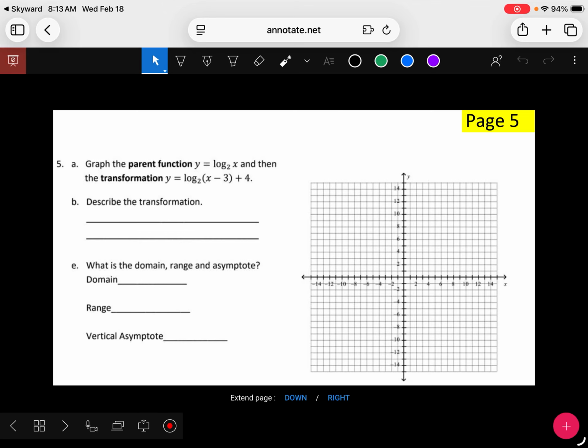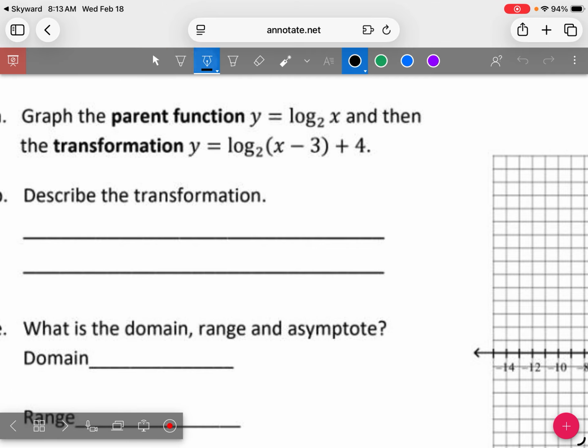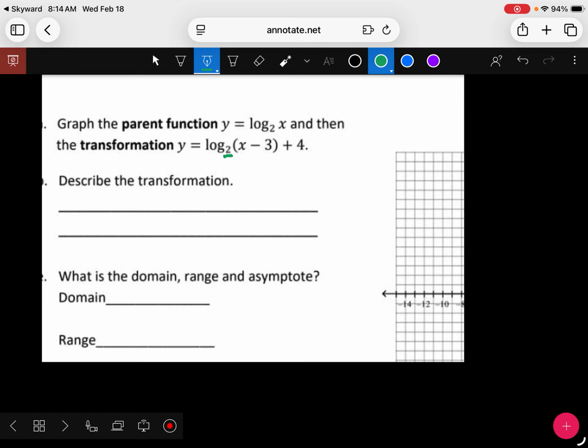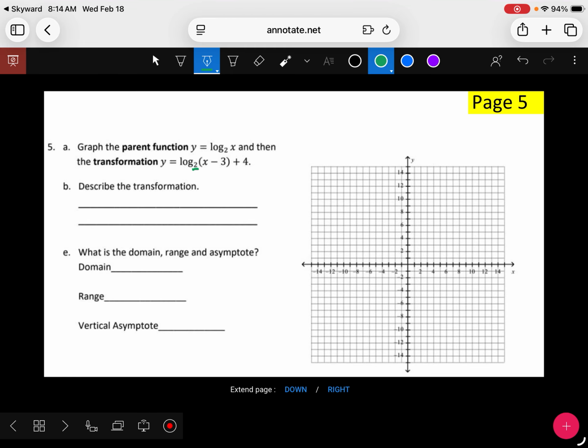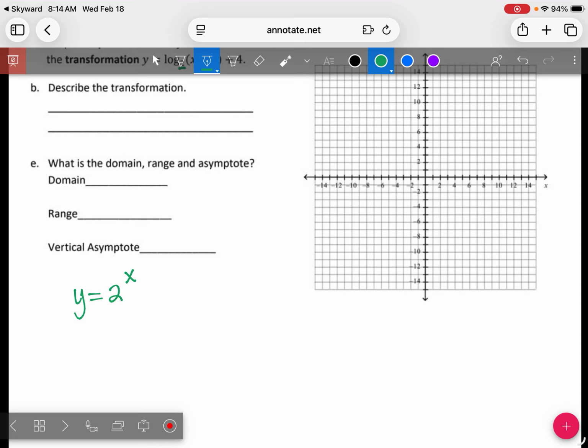The first thing you want to do when you're graphing a log is figure out what that little bitty baby number is. You see how this one has a little bitty 2. All right, so because that's a log with a base 2, we will start by making an exponential table for y equals 2 to the power of x.